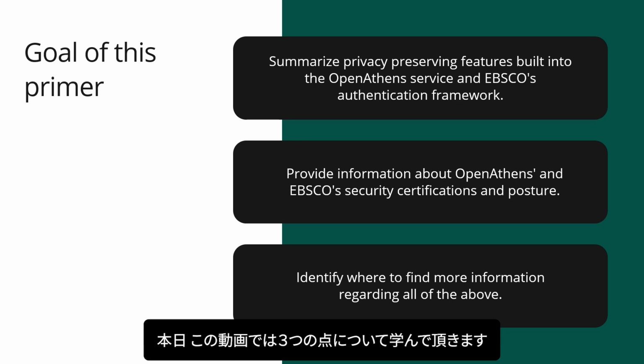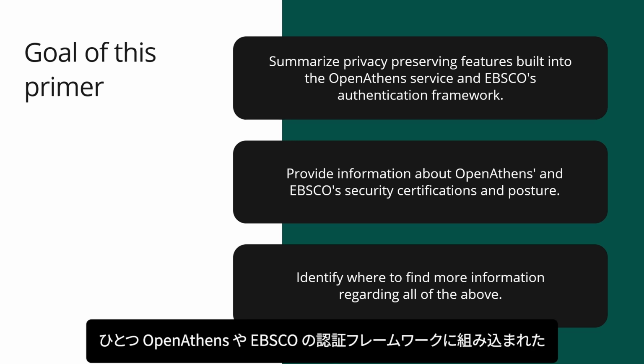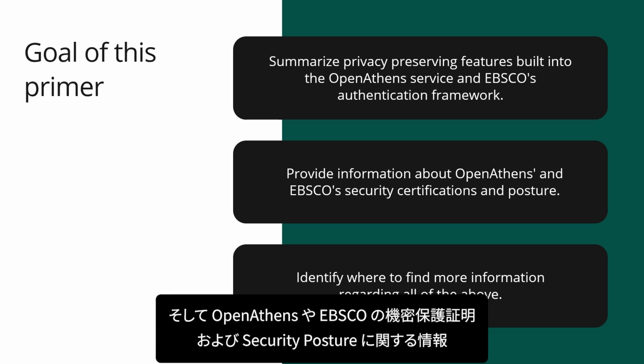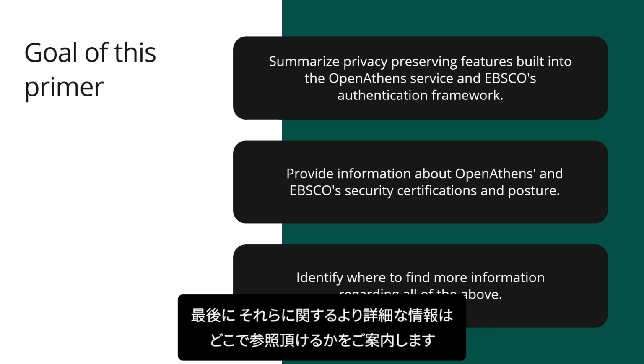Today, this primer aims to meet three learning outcomes. We will summarize privacy-preserving features that are built into the OpenAthens Single Sign-On Service and also into EBSCO's authentication framework. We will provide information about OpenAthens and EBSCO's security certifications and posture. And finally, we will identify for you where you can find more information regarding all of the above.